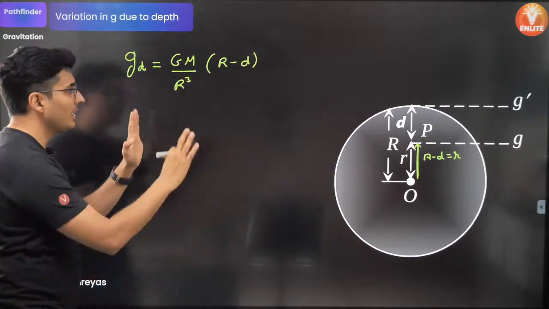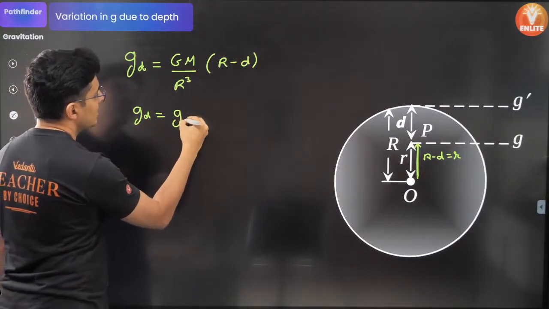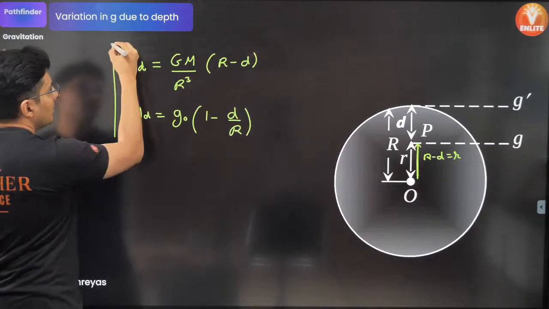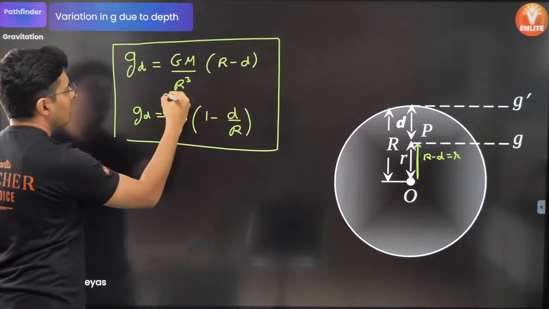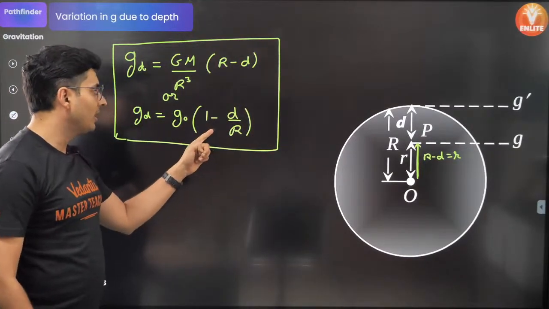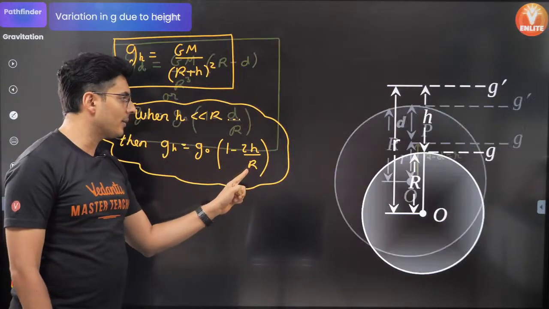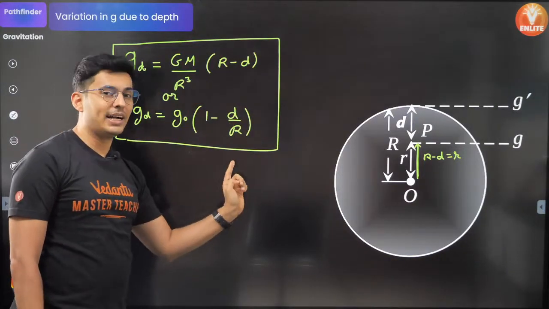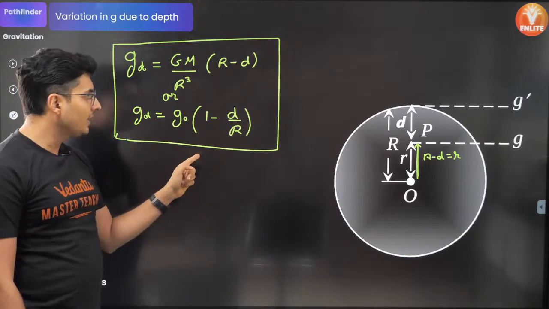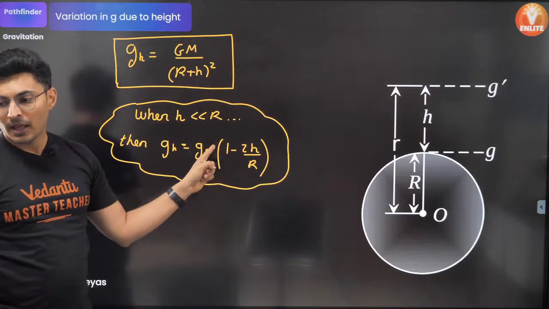So it's exactly similar. One way of remembering this, or you can also remember this as g0 into (1 minus d by R). Either you remember this or you remember this, it's fine. Mainly students get confused between this formula and this formula. It looks similar, g0 into (1 minus 2h by R). Here it is g0 into (1 minus d by R). The 2 is not there here, notice, for depth. For height, that 2 is there. Have you understood?